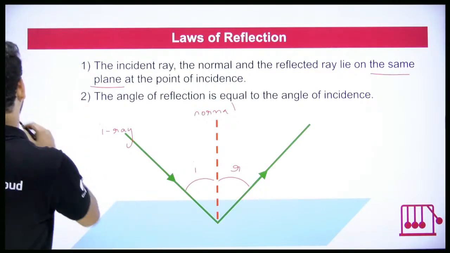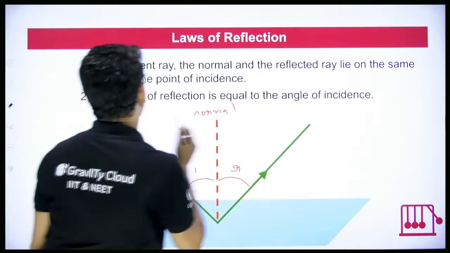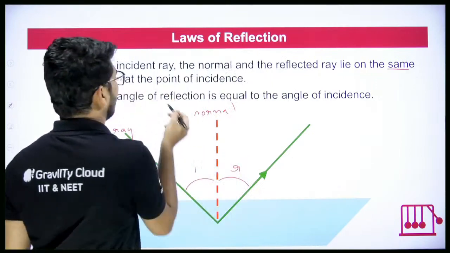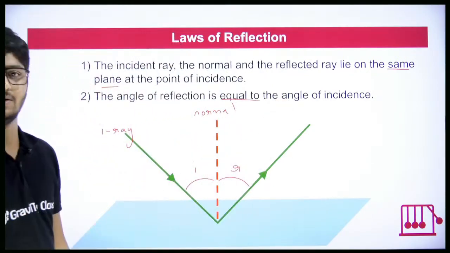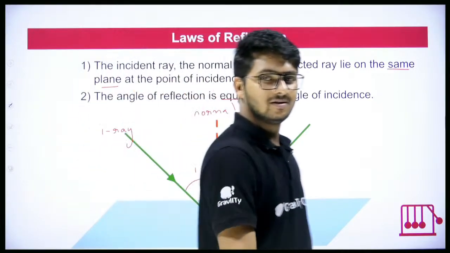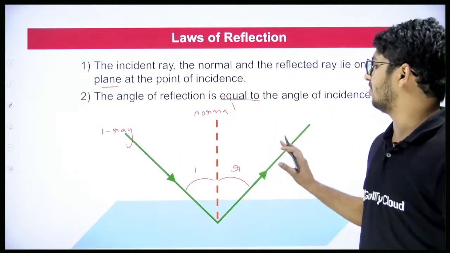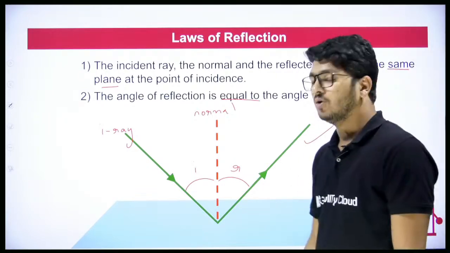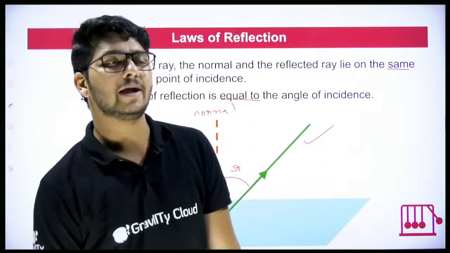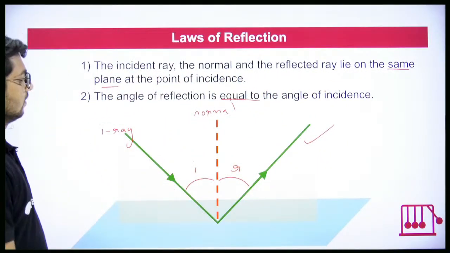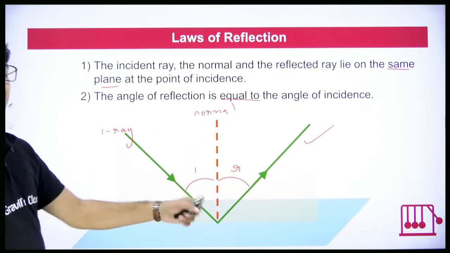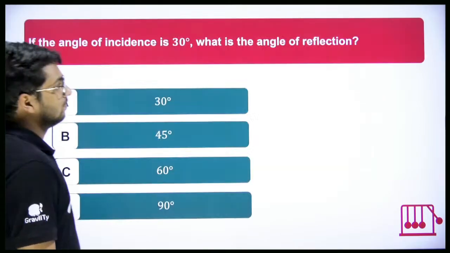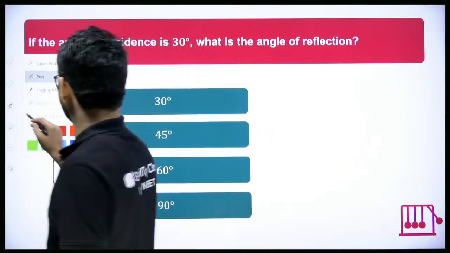That is the reason why these two laws are important. Both of them are important: the same plane, and the angles are equal. Those two conditions are important. Got it? So using the laws of reflection, we can predict in which direction the reflected ray will go. Okay? Good. So this is to show that all of them lie on the same plane. Good. So we have a simple question here. Let's solve a few questions then.